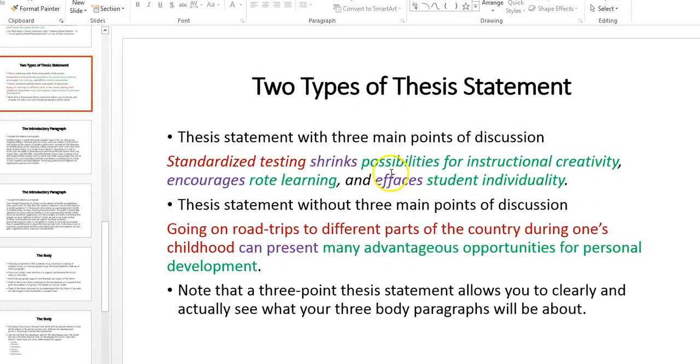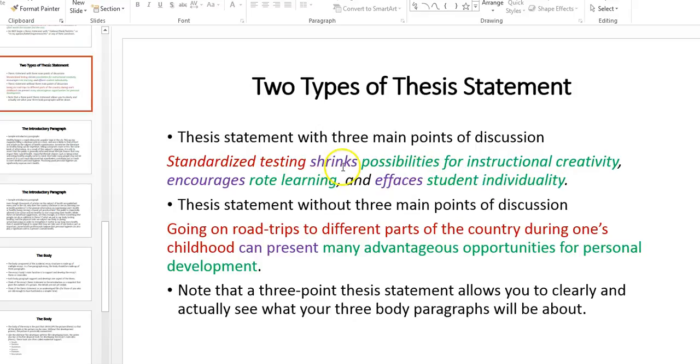Okay, another types of thesis statement. There are two types. The one type that I just read in the previous slide does not provide the three main points for discussion. But the other type is you can provide three main points of discussion. So, for example, standardized testing shrinks possibilities for instructional creativity, encourages rote learning, and effaces student individuality.